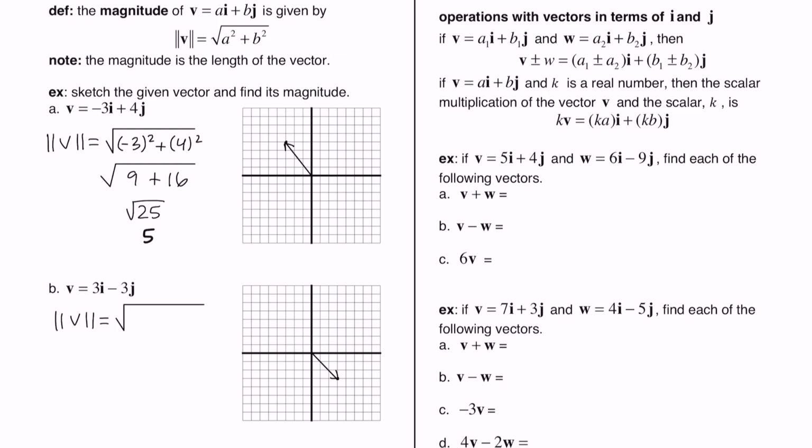Next, we're going to find the magnitude. So we're going to take 3 and square it, and then take negative 3 and square it. So now we're going to get 9 plus 9. That's going to make the square root of 18, and then we'll break it down. So when we simplify this, it's going to be the square root of 9, which is 3, root 2. So the magnitude of the vector is 3 root 2. So that's the length of this vector.